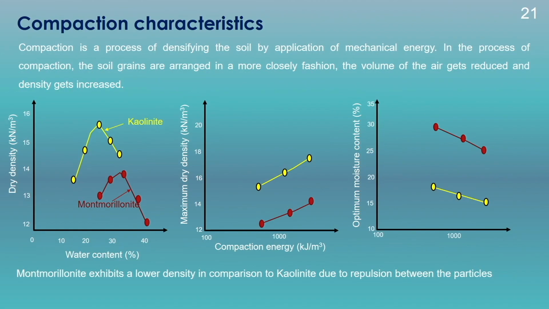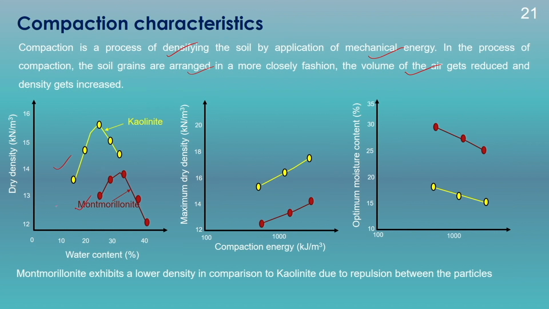We know that compaction is a process of densifying the soil by application of mechanical energy, and in this process of compaction the soil grains are arranged in a more dense fashion, and thereby the volume of the soil gets decreased because of the expulsion of the air and the density will increase. Now, if we compare the compaction curve for kaolinite and montmorillonite, we will get two different curves.